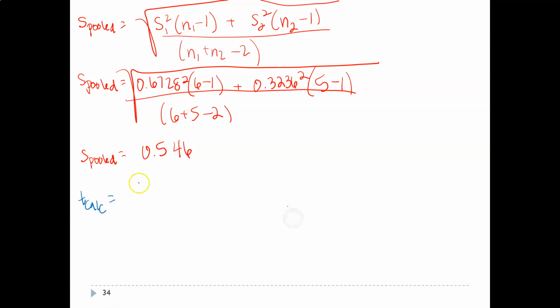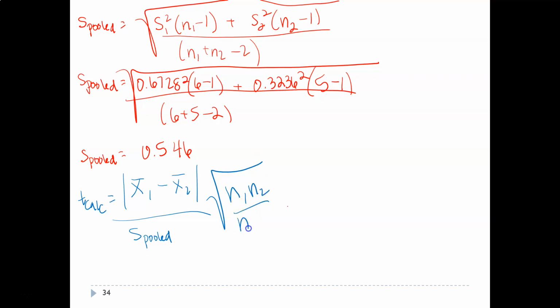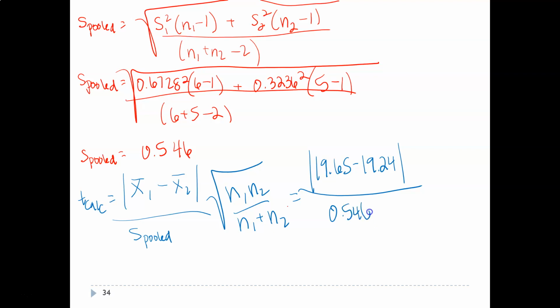So the equation for that is the average of 1 minus the average of 2, absolute value, over S pooled, which we now have a value for, times the square root of N1 times N2 over N1 plus N2. So I'm looking back at the data values. 19.65 minus 19.24 are my two averages being subtracted. My S pooled value is this 0.546 number that I just solved for. And then the square root of 6 times 5 over 6 plus 5.